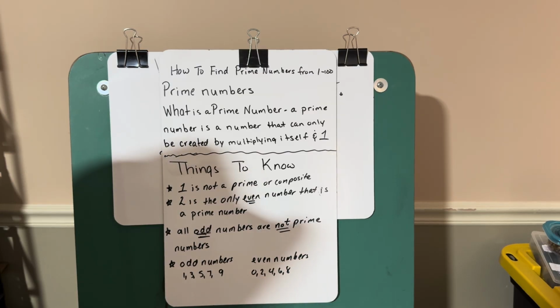All odd numbers are not prime numbers, and your odd numbers are 1, 3, 5, 7, 9 when these numbers are in the ones place, the first number from right to left. Even numbers are 0, 2, 4, 6, 8. Once again, if the number in the ones place from right to left is even, that number's even.